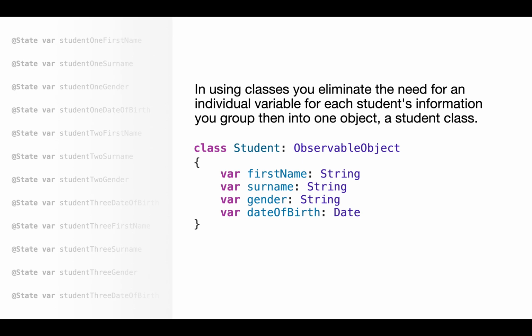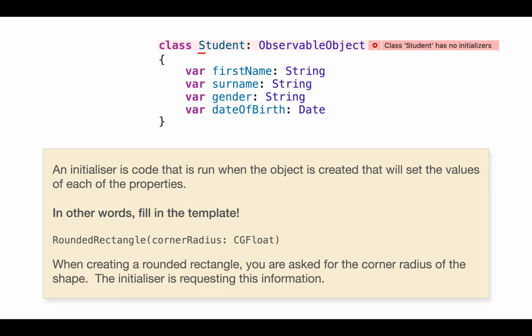In this example though, we would get an error. And the error is that student has no initializers. So when I'm creating the student, we need to be able to get information from the code that will actually be placed inside of the class. So we use what's called an initializer, which runs when the object is created. So we've done this before in our rounded rectangle. We'd have a rounded rectangle and it requires a corner radius. And the corner radius is a CG float where we put in a number. With a student, we need something similar. What value will the first name, surname, gender, and date of birth be? We have to be asking for that information when we're creating our student.